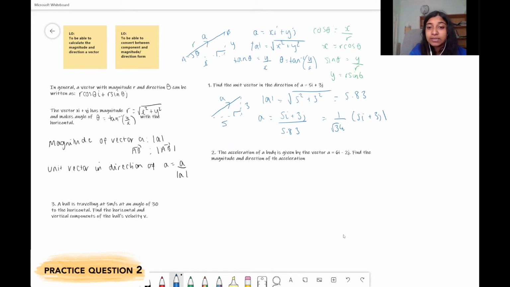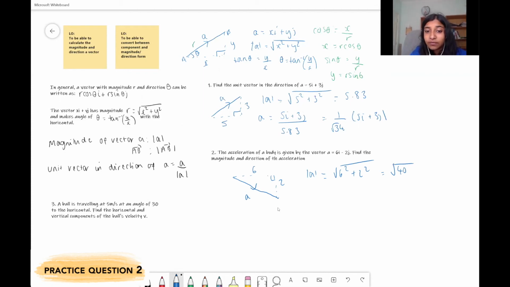So it goes 6 units in the x direction, so it goes something like this, and 2 units in the negative y direction, so it would go down by 2 units like this. So it would have 6 and 2. So your vector A would look something like this. So now we want to find the magnitude of this. So we could just say A, just again using Pythagoras theorem, is the square root of 6 squared plus 2 squared. So that's just equal to the square root of 36 plus 4, so it's the square root of 40.